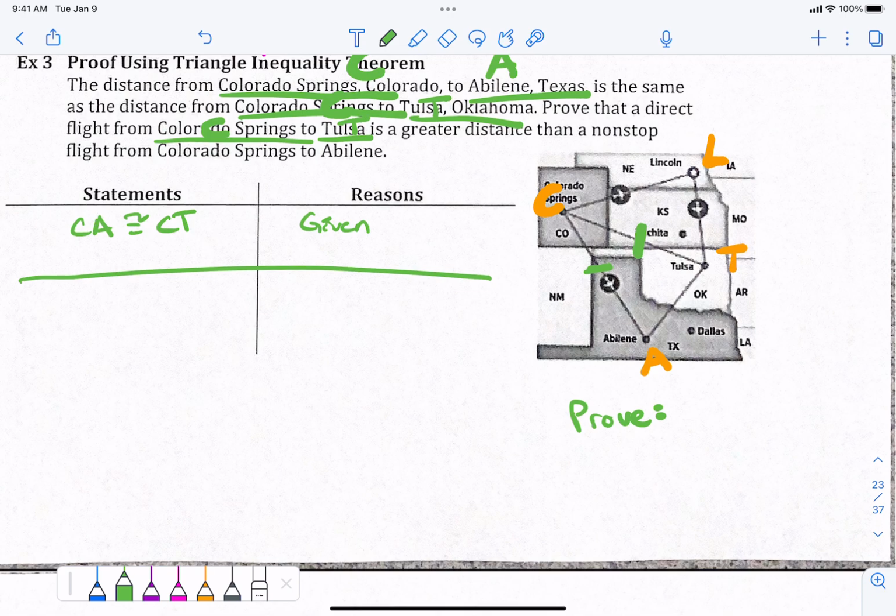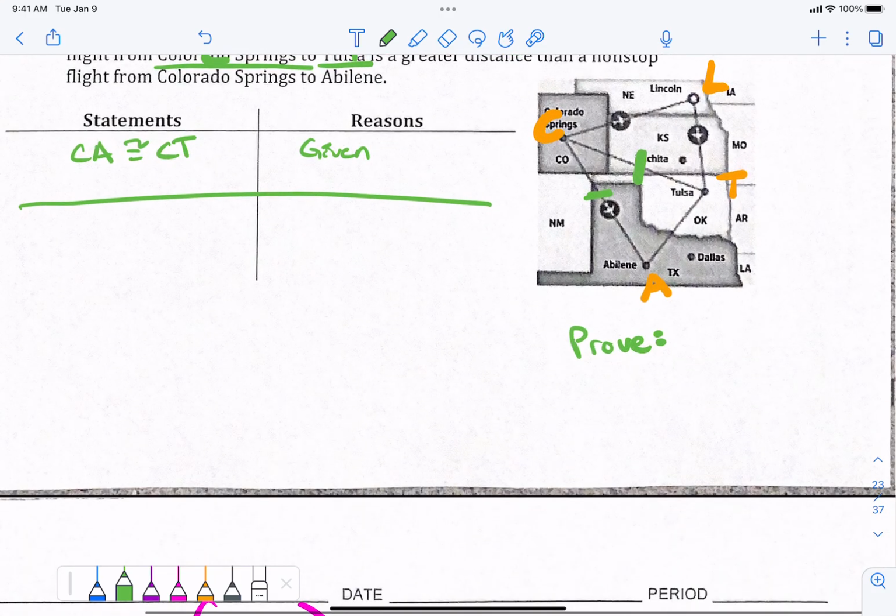Okay, so we're going Colorado Springs to Tulsa, except we can't talk about CT because we don't have a flight from CT.